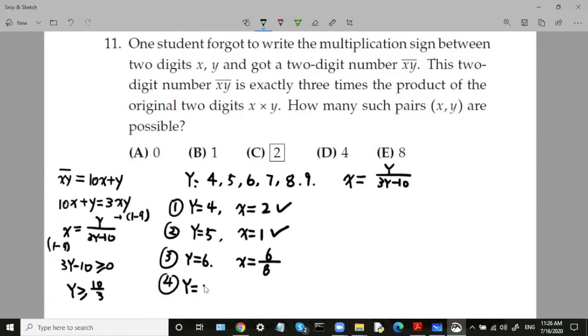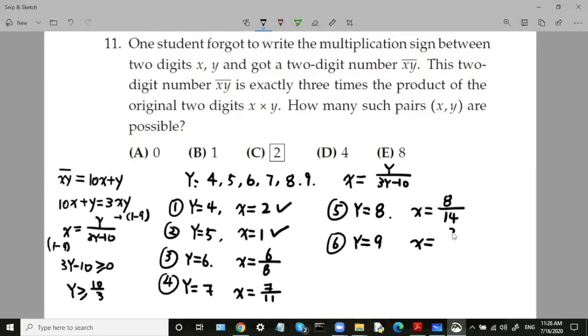And y equals 7, so x equals 7 over 11. Okay, so also not an integer. y equals 8, so x equals 8 over 14. Okay, doesn't work. y equals 9, x equals 9 over 17. Okay, so then we just have two pairs of x, y that work. So the solution is C.